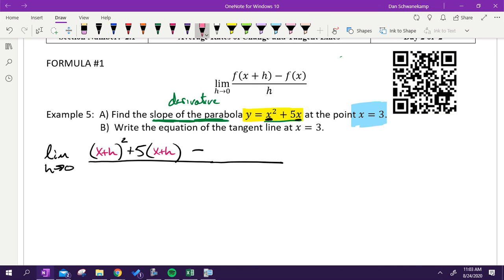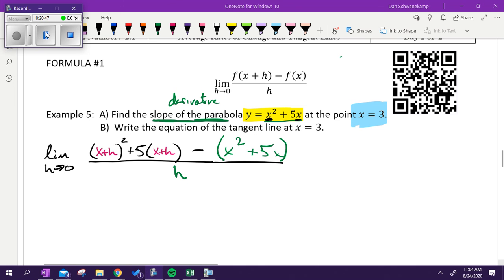What am I going to write for f of x? X squared plus 5x. This is f of x. But if you wrote it like this, it would be completely wrong. What did I do wrong when I set that thing up? You've got to put it in parentheses, because if you don't put it in parentheses, you're only subtracting the x squared. And you have to subtract the x squared and the 5x. And you write that all over h. Go from there.